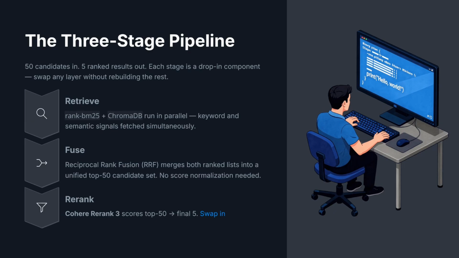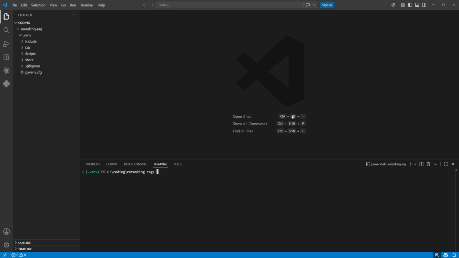Alright, three stages. Two retrievers grab candidates in parallel, we merge them with reciprocal rank fusion, and the reranker takes the top 50 and trims it down to 5. Notice the reranker only sees a small set, so latency doesn't blow up. We are using rank BM25, ChromaDB and Cohere Rerank 3. And if you don't want to pay for an API, just swap in BGE Reranker v2 locally. It's basically the same thing. So let's get this set up.